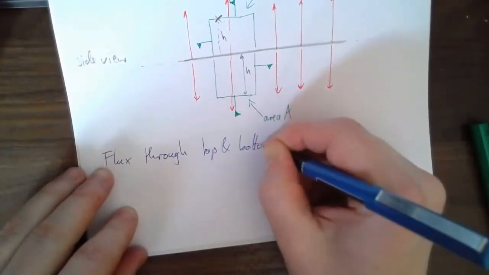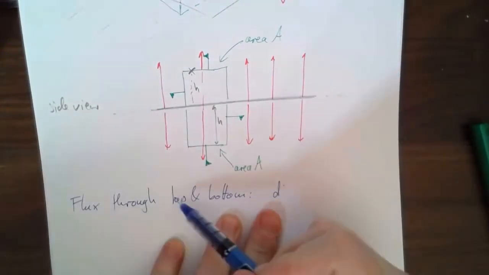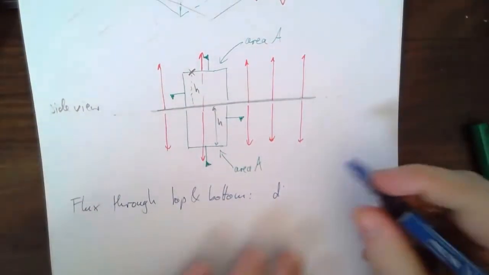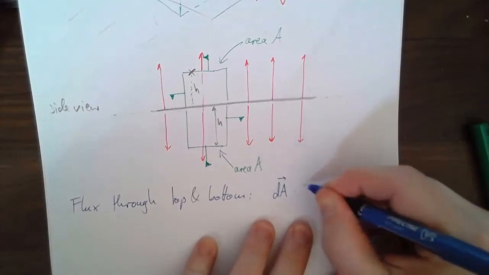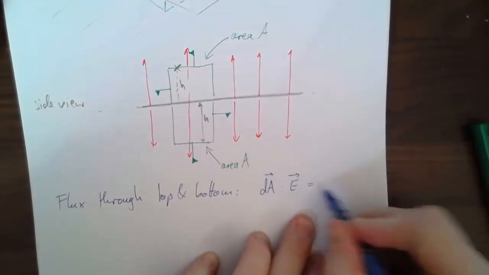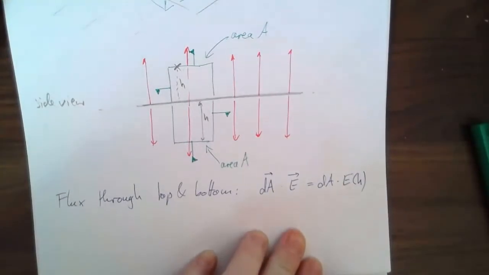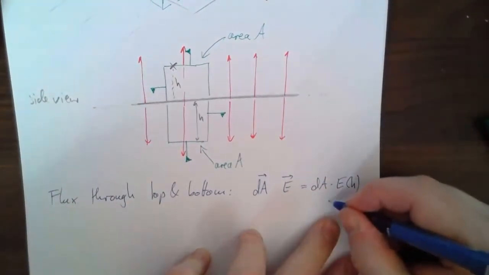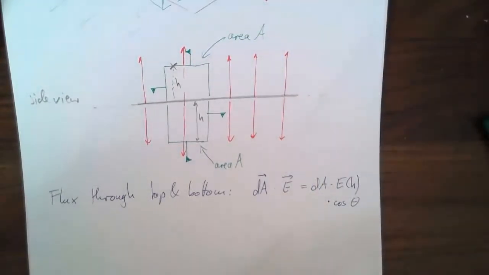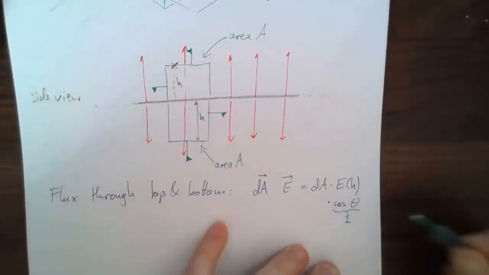through top and bottom is going to be, and by flux through top and bottom, I mean flux through a little piece dA. dA dot E. I know it's a different order from before. Remember, the order in the dot product doesn't matter. That's going to be dA times E, and E could be a function of height, right? Times the cosine of the angle between them. Well, the angle between them in this case is 0 once again, so this piece here is 1.